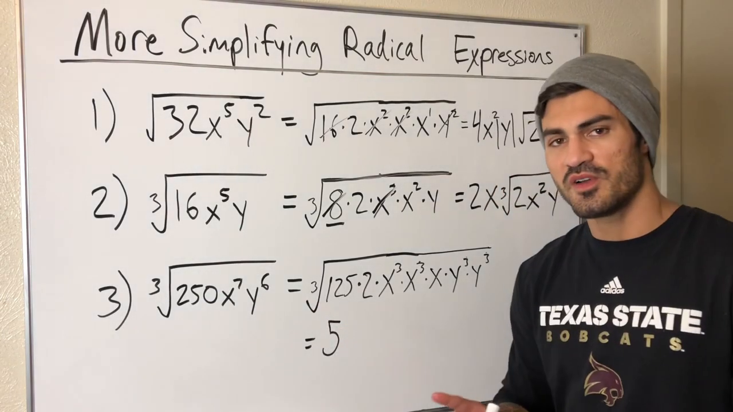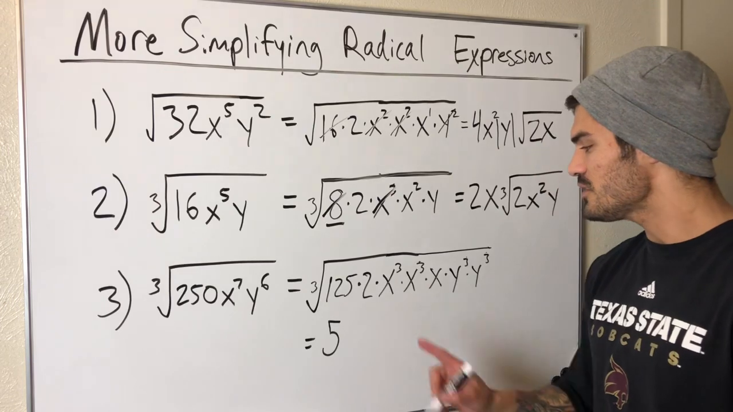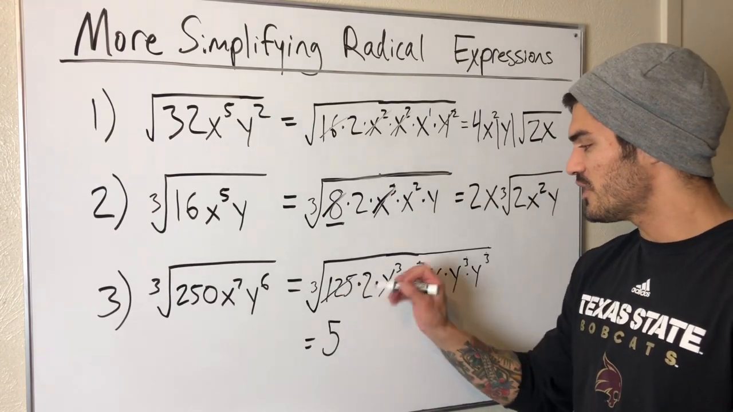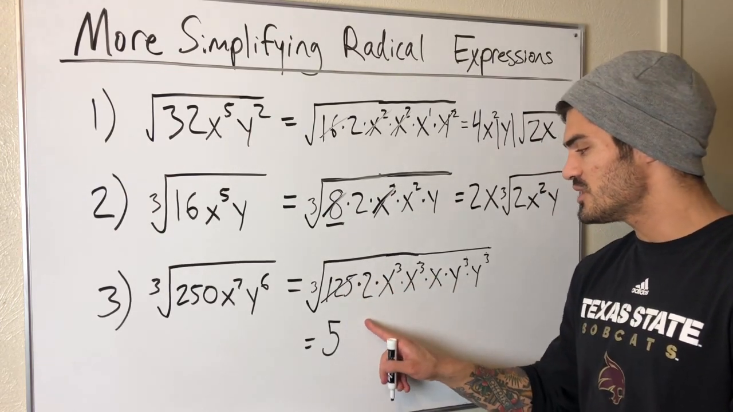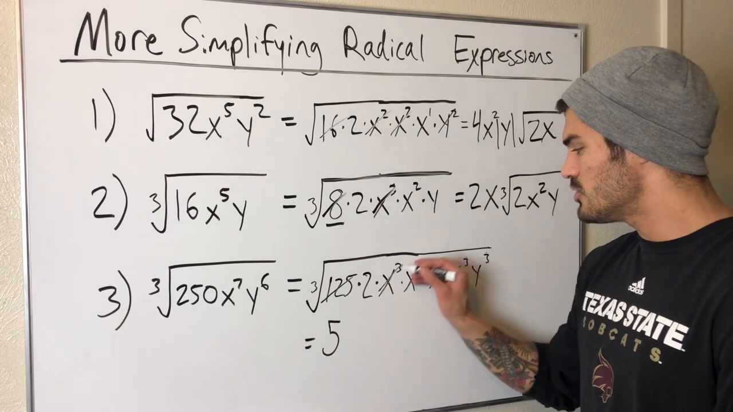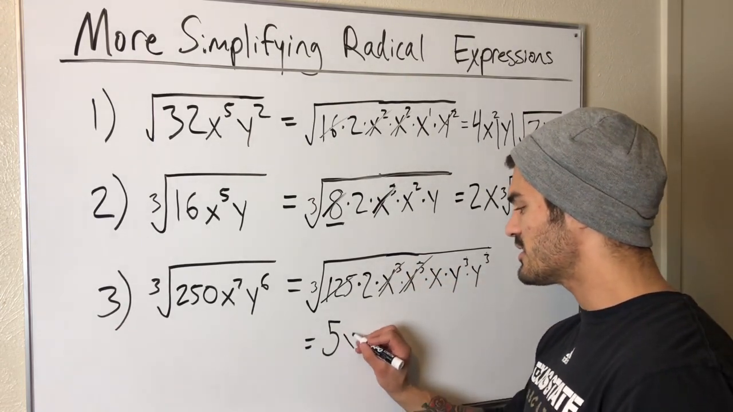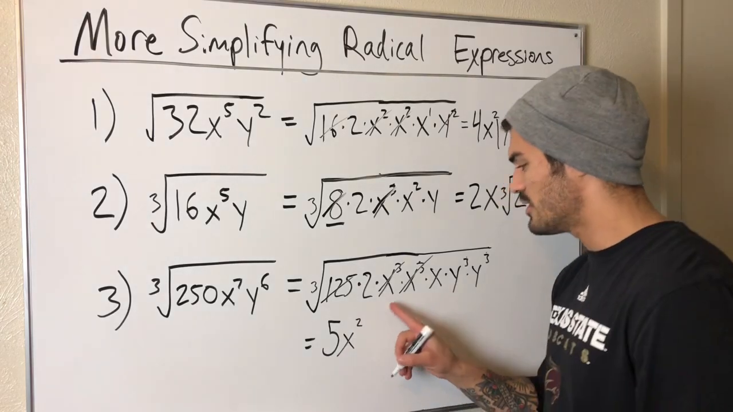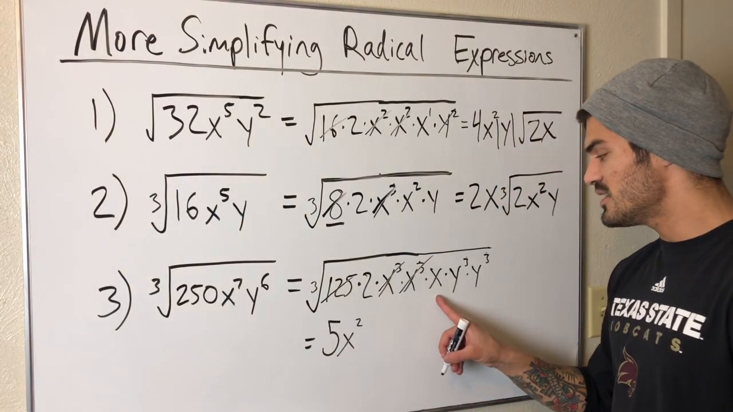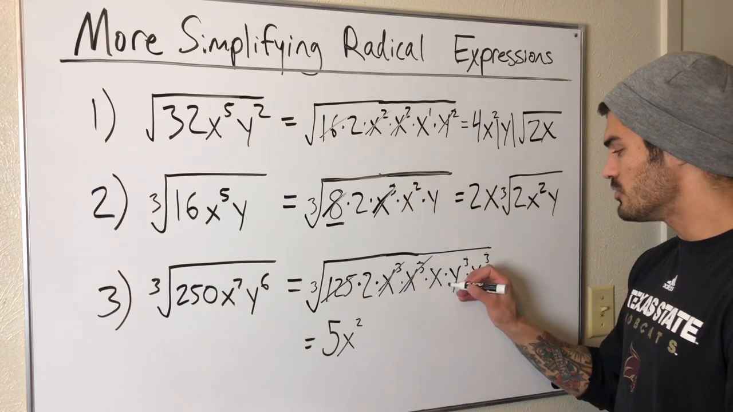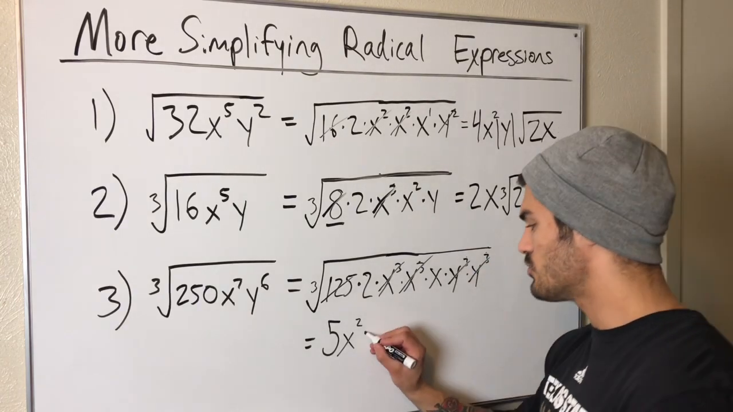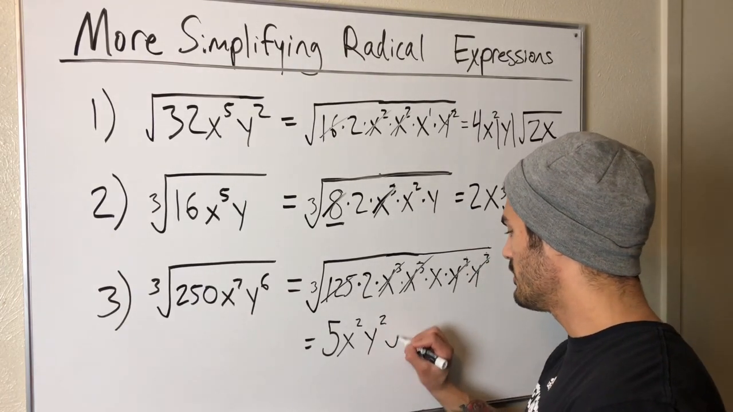Cube root of 125 is 5. So the 2 stays in, the 125 is gone, the 2 stays in. Both these x cubes come out as x's. So what actually ends up out here is x times x, so x squared. That x stays in. Both these y cubes come out as well, so it comes out as y squared.